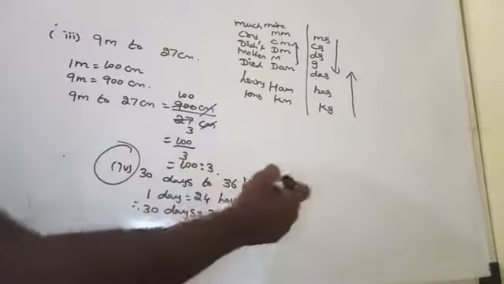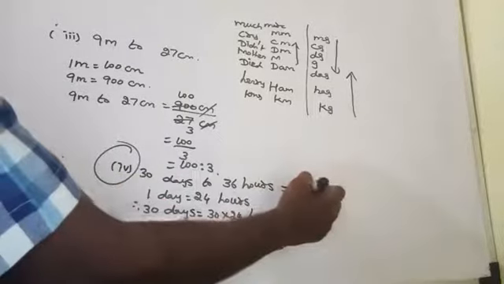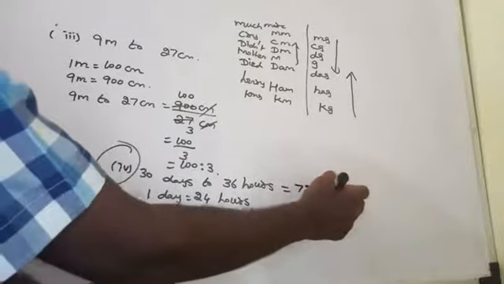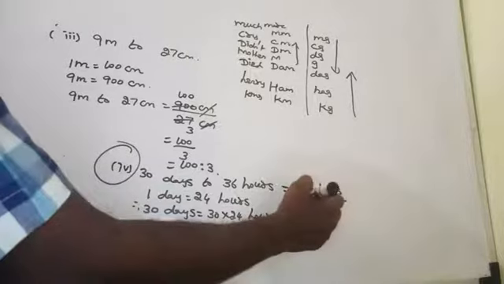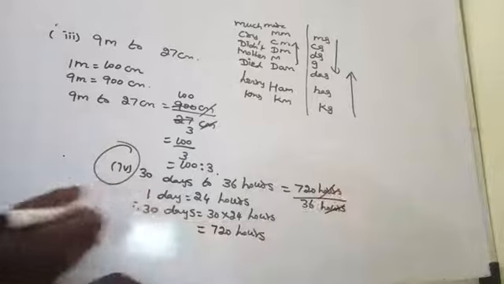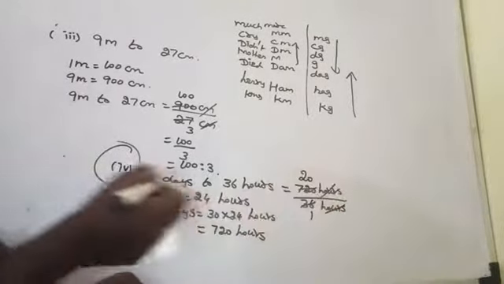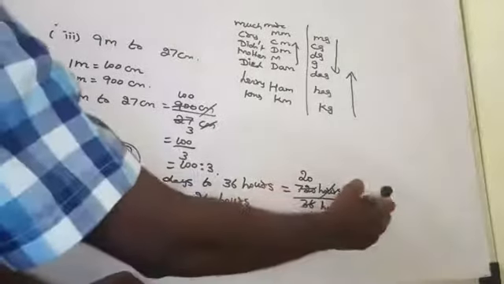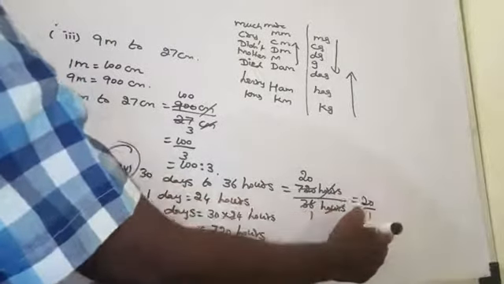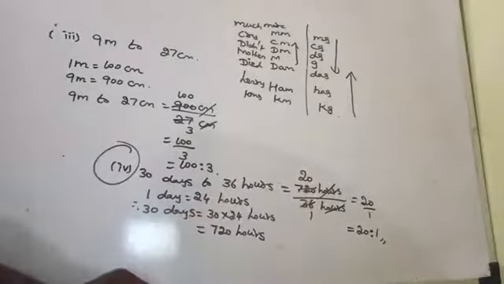30 days to 36 hours can be written as 720 hours by 36 hours. Now you can cancel. 1 thirty-six is 36, 2 thirty-sixes are 72. So it will be 20 by 1, which is equal to 20 is to 1. Are you getting it, dear? Yes, that's all.